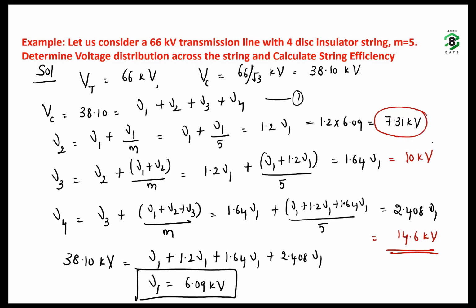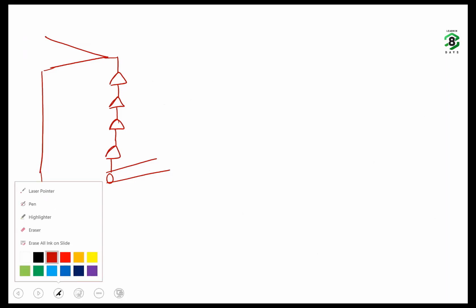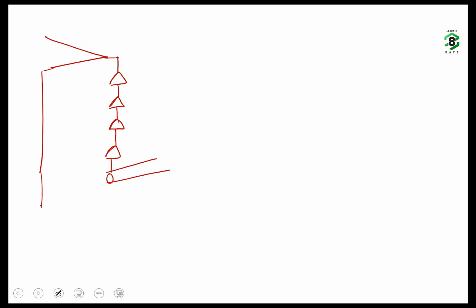This is the voltage across the second disk, third disk, and the disk connected to the conductor, and this is the first disk. Okay, so if you draw this transmission line, suppose these are the four towers. This is the conductor.